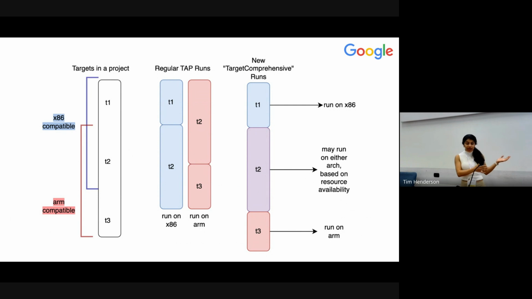So with the configuration we have, you can very easily opt out of running your targets on one architecture or the other. But if you don't, then we are able to detect that these targets actually are compatible with both, and we'll just run them when they need to be run.